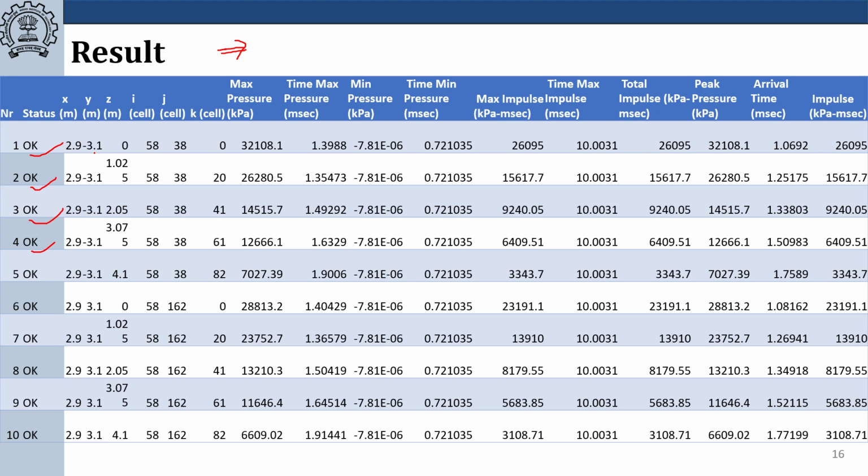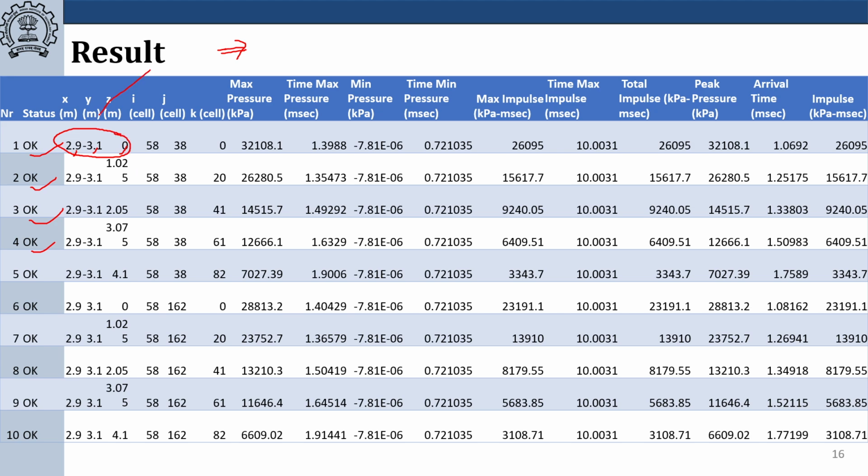Or else the data is not captured, so you should be careful with that. At each point, say target point 1, the location is 2.9 meter, minus 3 meter, and z is at the ground level. So you can only identify your target points based on your xyz location.